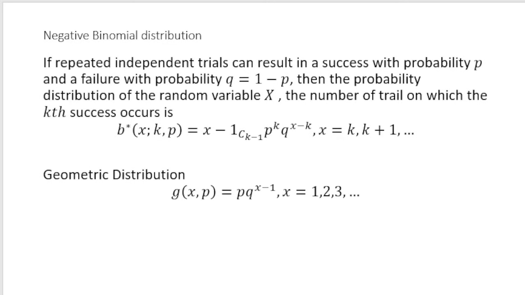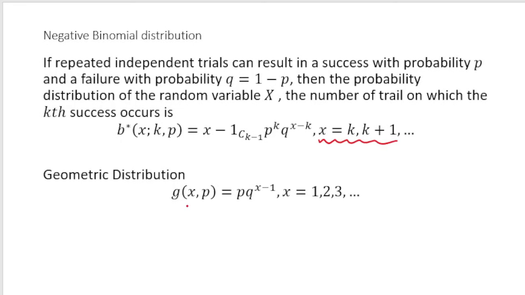What is the negative binomial distribution? The negative binomial distribution is also a discrete probability distribution, and the probability distribution is given by x minus 1 C k minus 1 p to the power k q to the power x minus k. It gives us the probability of k successes in x trials, and the random variable x in this case can take values from k to infinity, k plus 1 up to infinity.